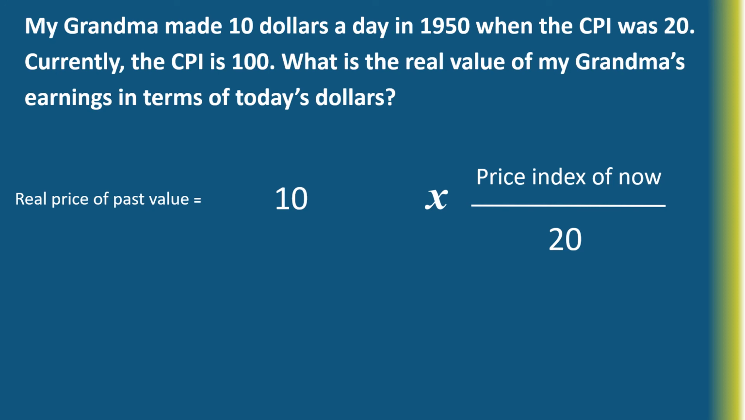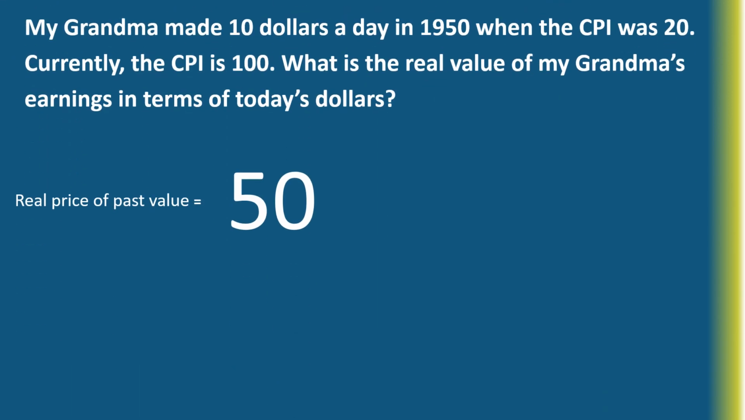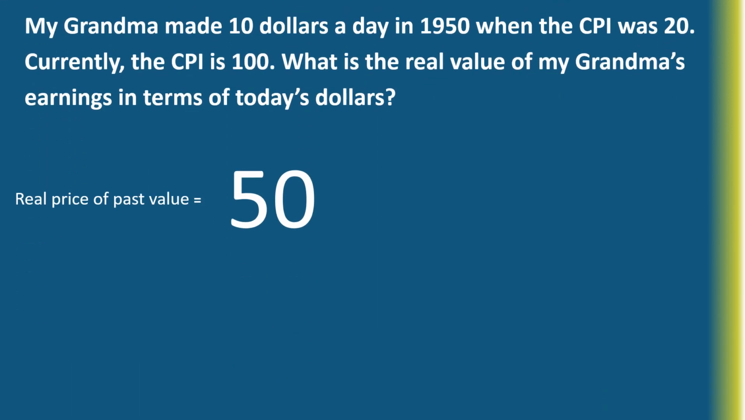Now we need to figure out the CPI of now in order to be able to solve for the real past value. That information is given to us as 100. So the current CPI is 100. And so now we just have one variable remaining. We don't know what that is until we do the math from this equation. But when we do the math, we can see that the real value that my grandma made in a day was $50 a day. So it doesn't seem quite as bad as just making $10 a day now that it is adjusted for inflation.